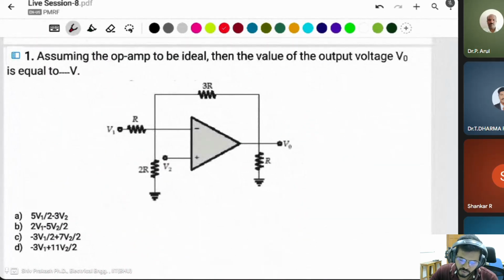Next, I'm assuming the op-amp to be ideal, then the value of output voltage in this case.